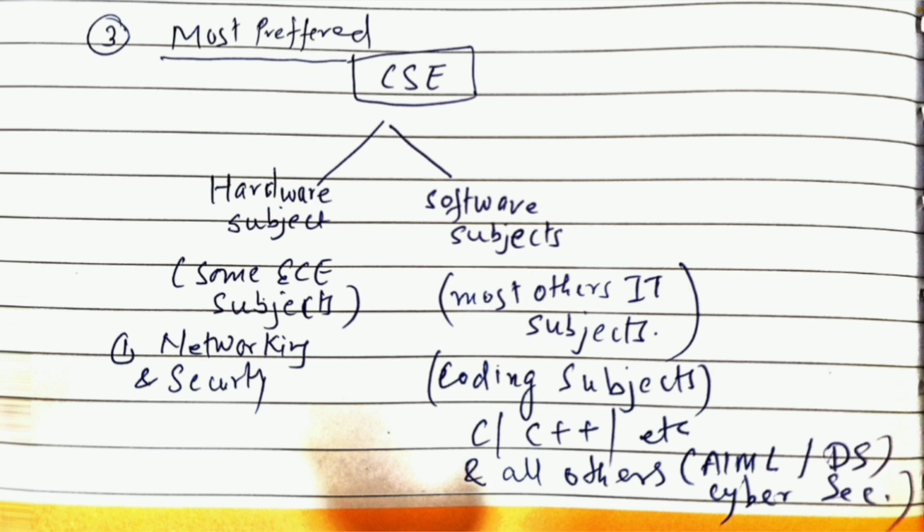Initially you are taught the hardware subjects like networking and security. All of those are very important for the hardware part also, and that is taught in CSE. And then there is a good balance of software subjects, right? You can learn coding subjects, which are also there in information science. Then you have non-coding subjects also, right, like modeling, artificial intelligence, machine learning, data science, cyber security, everything. So this branch is preferred most because it has all of this in a good mix.